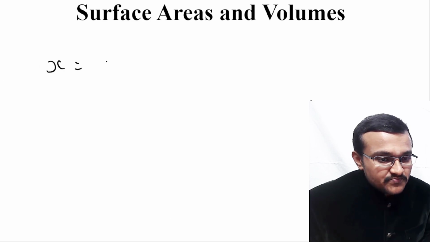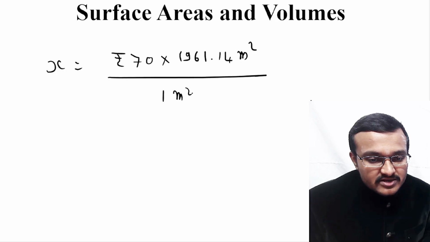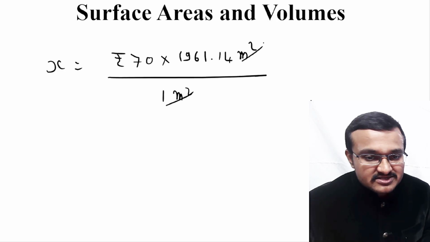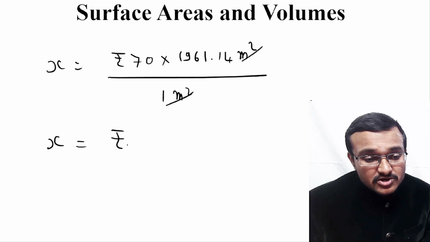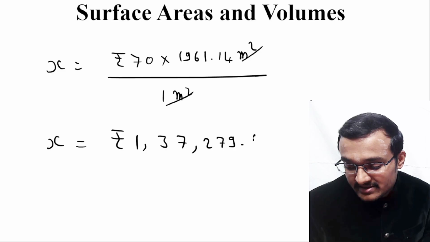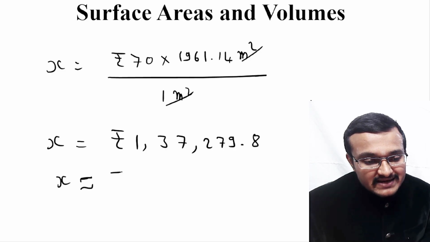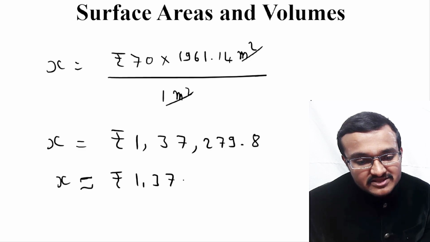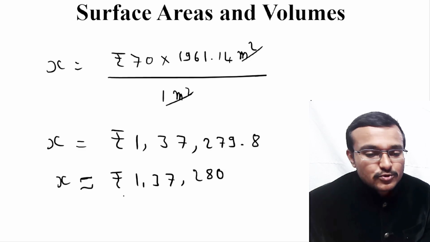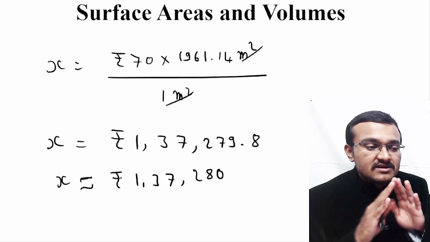X will be equal to 70 rupees into 1961.14 meter square divided by 1 meter square. So here meter square gets cancelled with each other. So the cost will be equal to 1,37,279.8 rupees. So this you can approximately write as 1,37,280 rupees. So this is the amount which they have to spend to buy a canvas in order to build that tent.